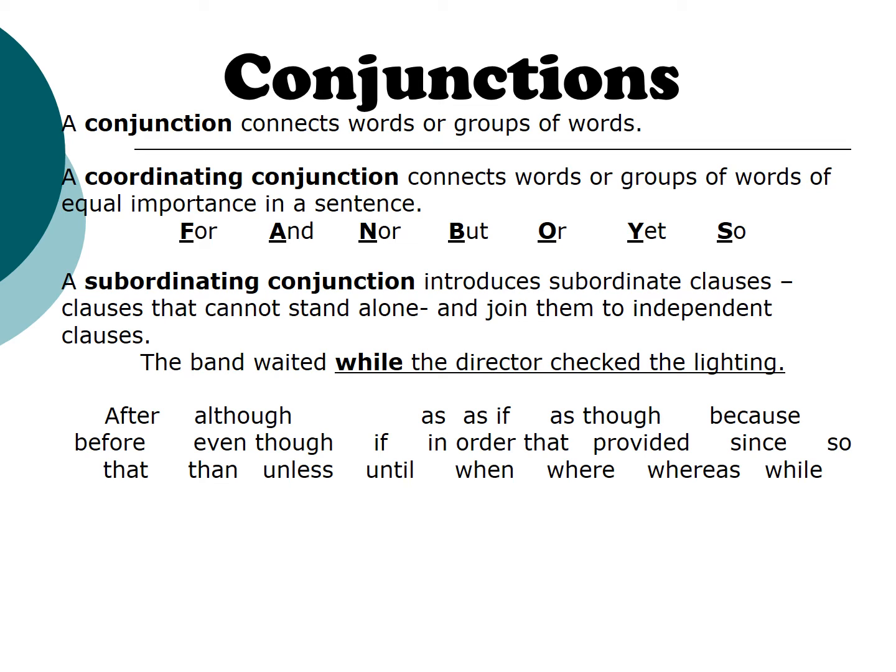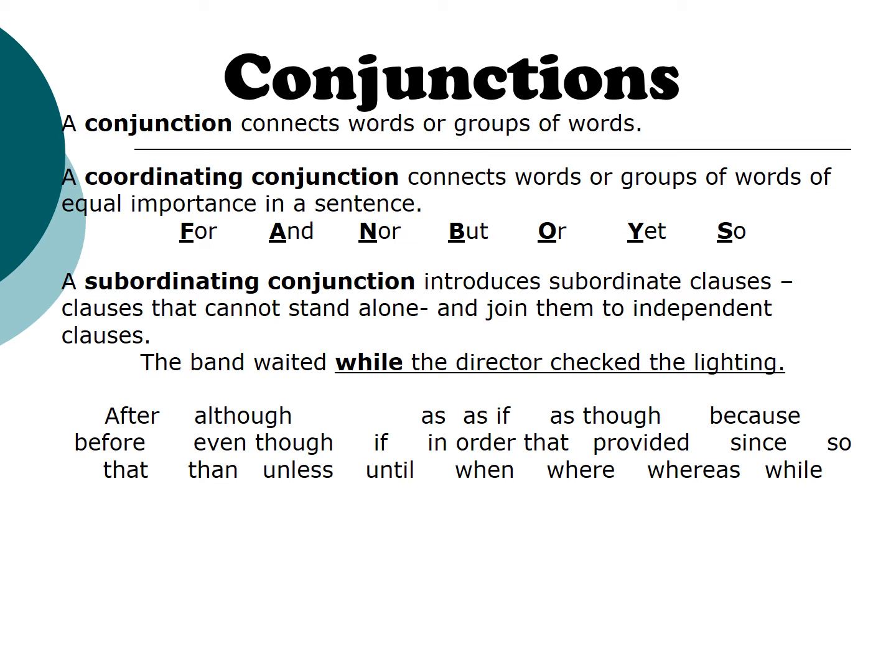I have two types of conjunction. I have a coordinating conjunction, which connects words or groups of words of equal importance in a sentence. I have an abbreviation for this, which is FANBOYS. What does the word FANBOYS stand for? F stands for for. A stands for and. N stands for nor. B stands for but. O stands for or. Y stands for yet. And S stands for so. So FANBOYS are these words.